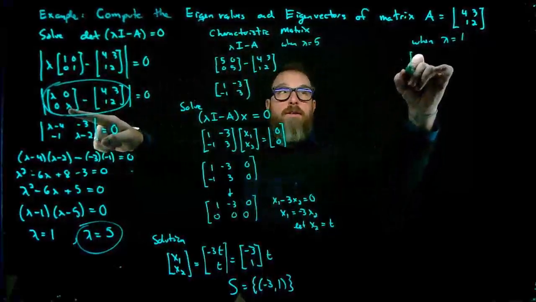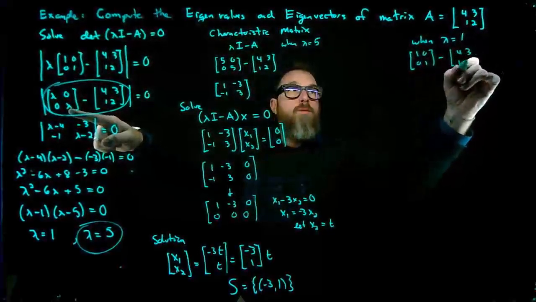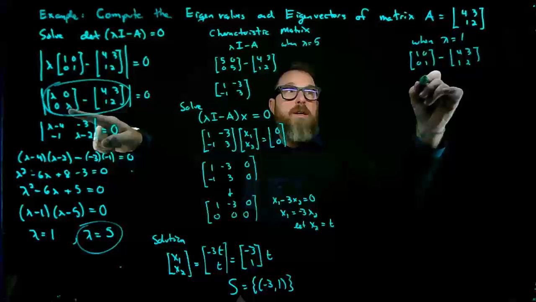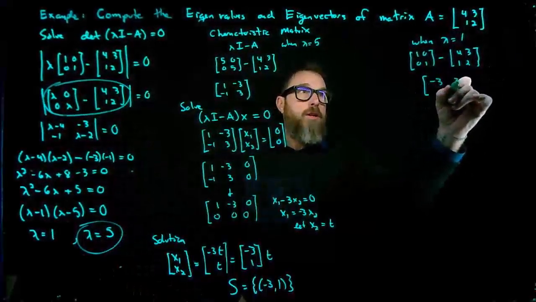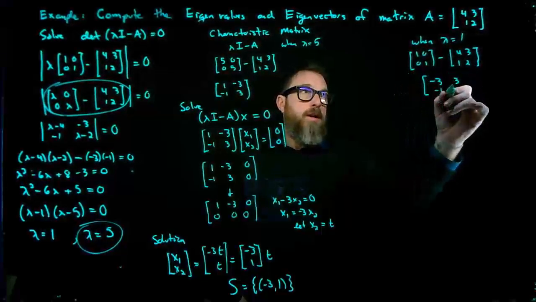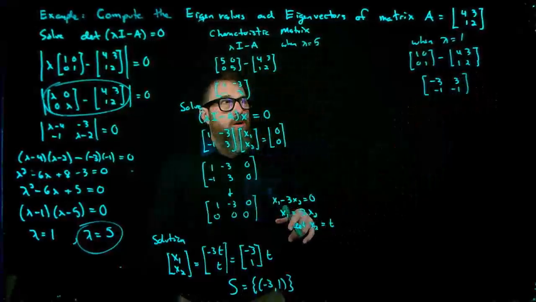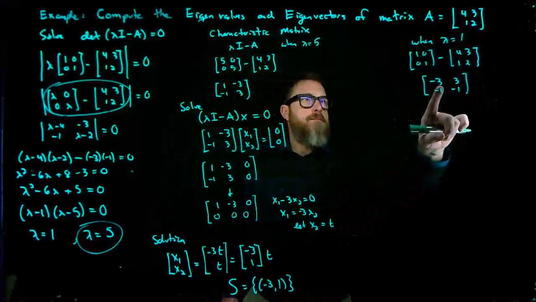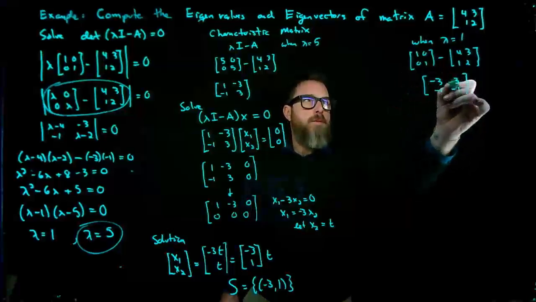So we're going to have 1, 0, 0, 1 minus 4, 3, 1, 2. What we're going to get is this characteristic matrix of minus 3, 3. 0 minus 1 is going to be minus 1. And this is going to be minus 1 as well. Okay. Now this should be that's a minus 3.